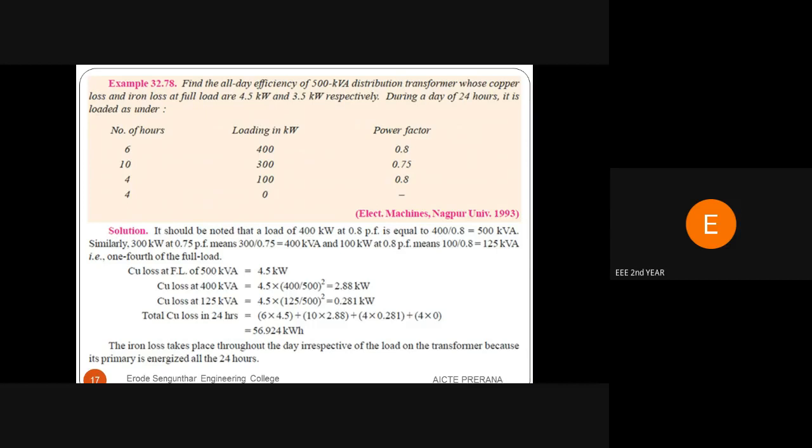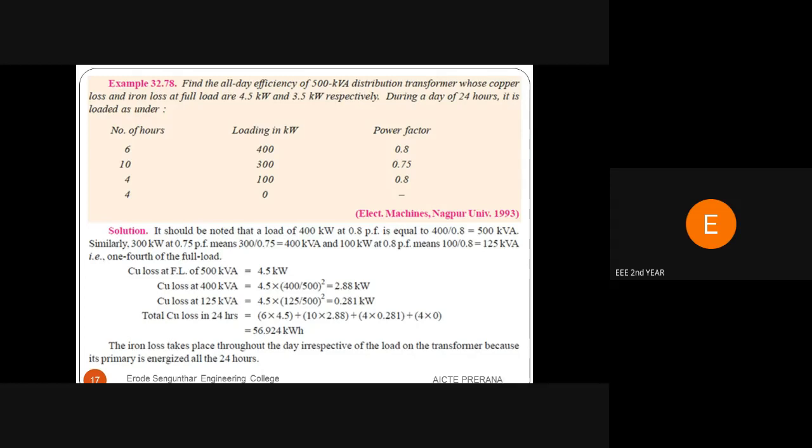So for some distribution transformers, the primary side is always energized, but the secondary side is energized only when the customers load it. Otherwise, it is in unloaded condition. So that's why we have to determine the actual efficiency of the transformer. It is only applicable for distribution transformers, not for power transformers or any other transformer.